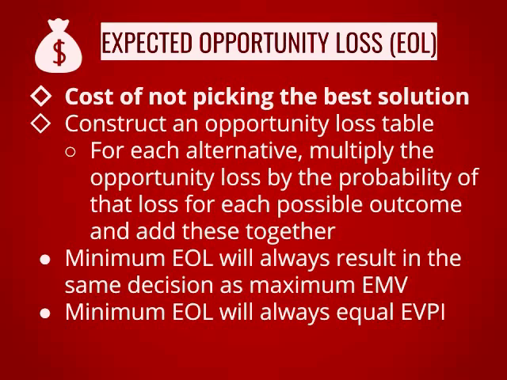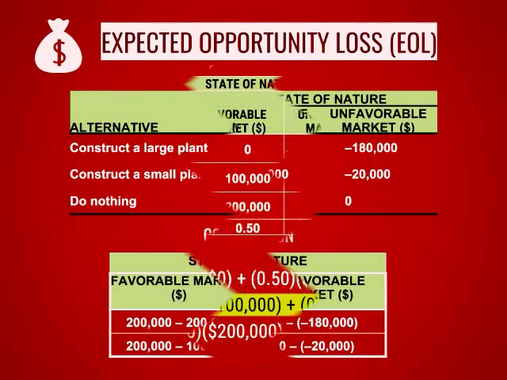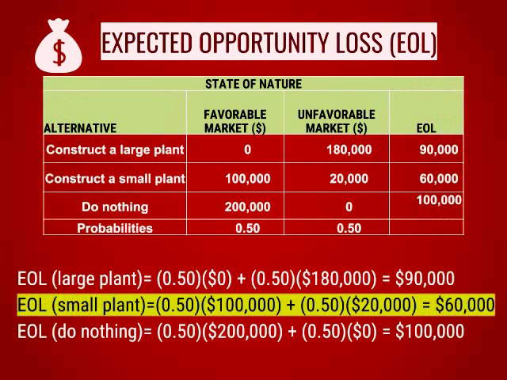Given the same problem, we try to make a decision based on the EOL. So first, we get the opportunity loss for each item. Again, the opportunity loss is equal to the best payoff in the column minus each payoff in the column. After which, we compute for the EOL by multiplying the probability with the opportunity loss for each alternative and corresponding state of nature.